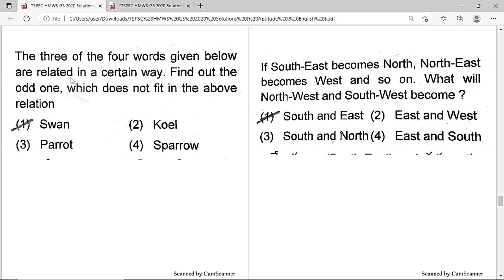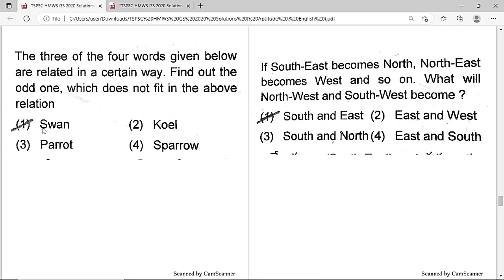See the question here. Three of the four words given below are related in a certain way. Find out the odd one which does not fit in the above relation. So basically in this question they are saying that out of these four options, three are related in some manner, but the remaining one is not going to fit with the other three. So what is the odd one we need to figure out? Option A swan, option B quail, option C parrot, option D sparrow.